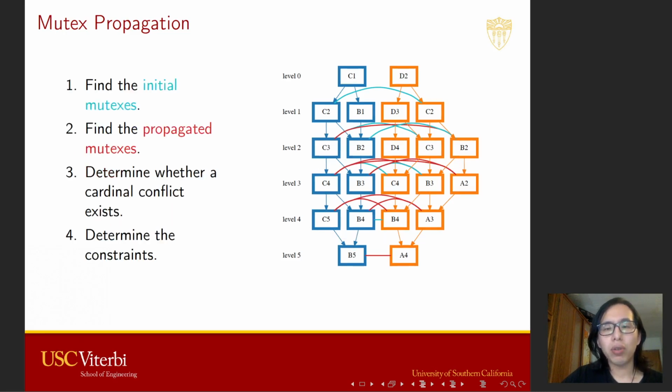Then we want to generate a constraint to resolve this cardinal conflict. First, we need to pick 2 subsets of MDD nodes, one from each MDD, such that each MDD node is mutex with all MDD nodes of the other MDD at the same level. For example, here we will pick this B4, because B4 is mutex with all MDD nodes in the blue MDD of the same level.